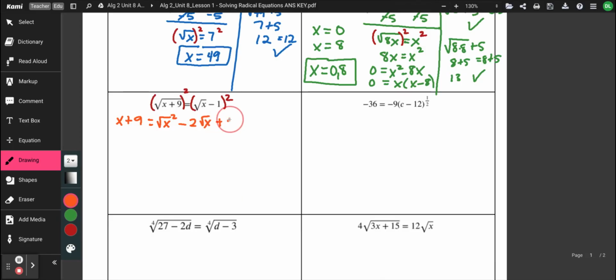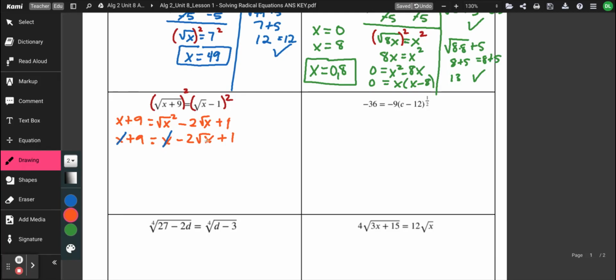So that would be 1 squared is 1. Okay, so this is actually going to end up being x minus 2 times the square root of x plus 1. We have x on both sides. Let me do that in a different color so we can see it. The x's on both sides are going to cancel.